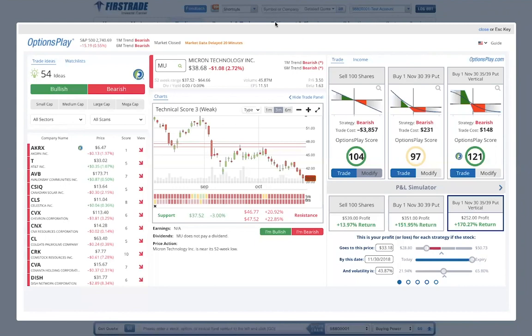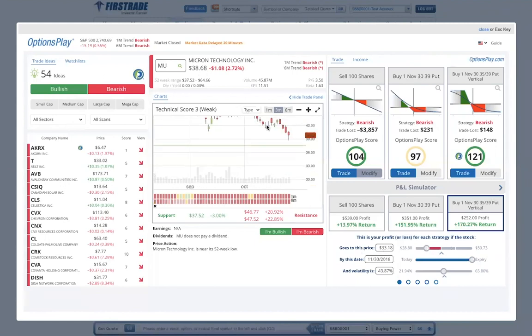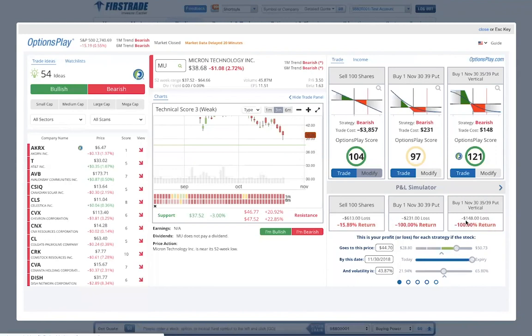So we talked about here, Micron is trading at $38. As you can see, if I expect this stock to really dump and go down to $33, this strategy on the right gives me the highest return. On the same token, if I'm wrong, this strategy on the right gives me the least amount of losses. So it's really comparing the amount of potential profit versus potential risk and giving you a metric that allows you to compare the risk reward of different strategies. And that's what the options play score does.